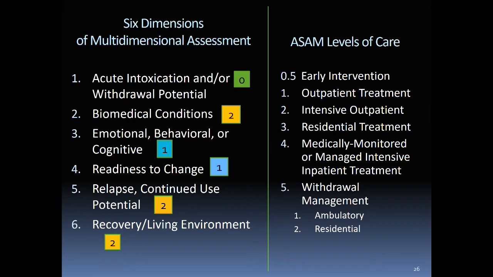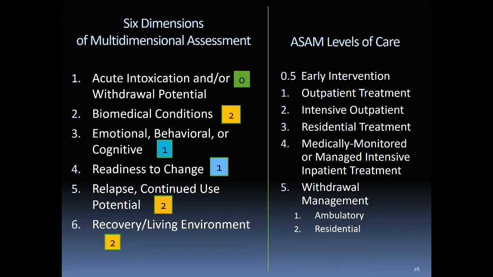Dimension 3, emotional, behavioral, or cognitive. John Doe reported some irritability, some anger, depression, hopelessness, some sadness due to his overall situation. So in that dimension, we put him at a 1, mild. Further mental health assessment would be most appropriate for him. Dimension 4, readiness to change. We rated him at a 1, mild.